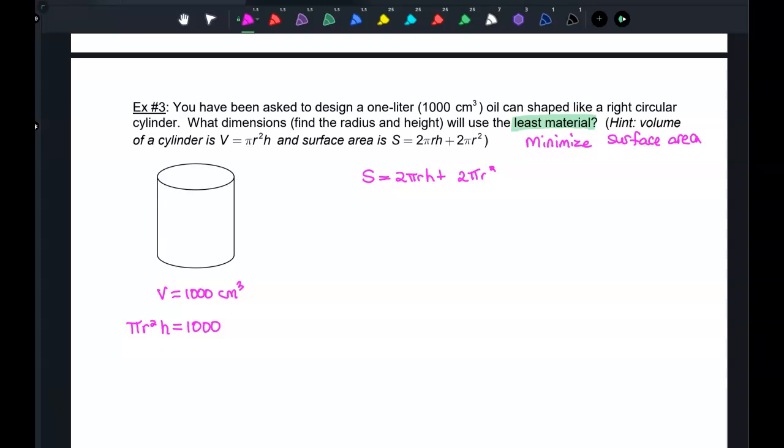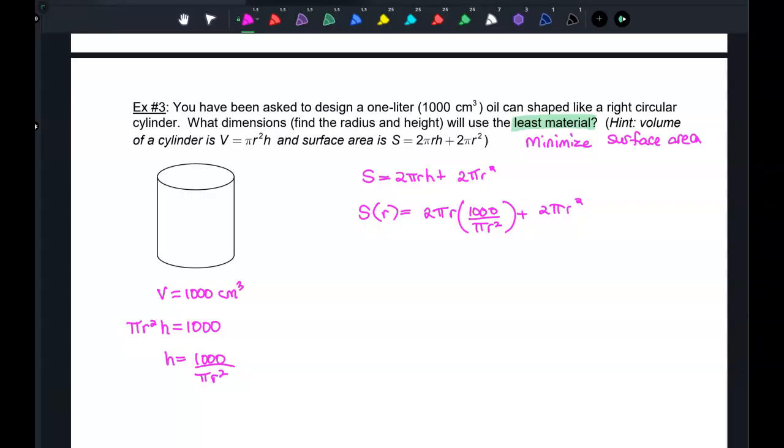Does that make sense? Okay, now I'll tell you it doesn't matter which one you do, but there is one that makes it easier. H is the one I want to isolate. So H is going to be 1,000 over pi r squared. Okay, so that means this is going to be... okay. So now I have a function in terms of r. So we are going to minimize over the radius.